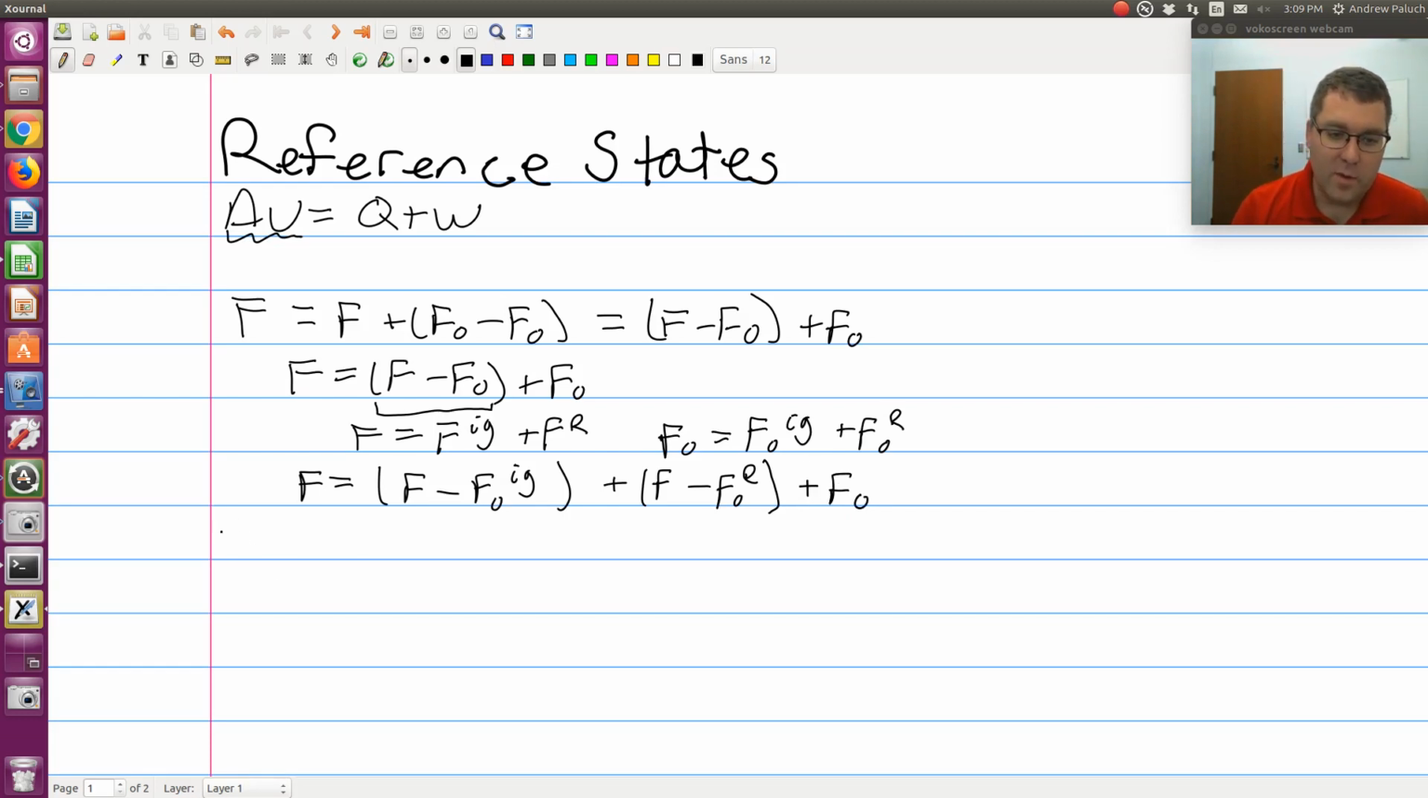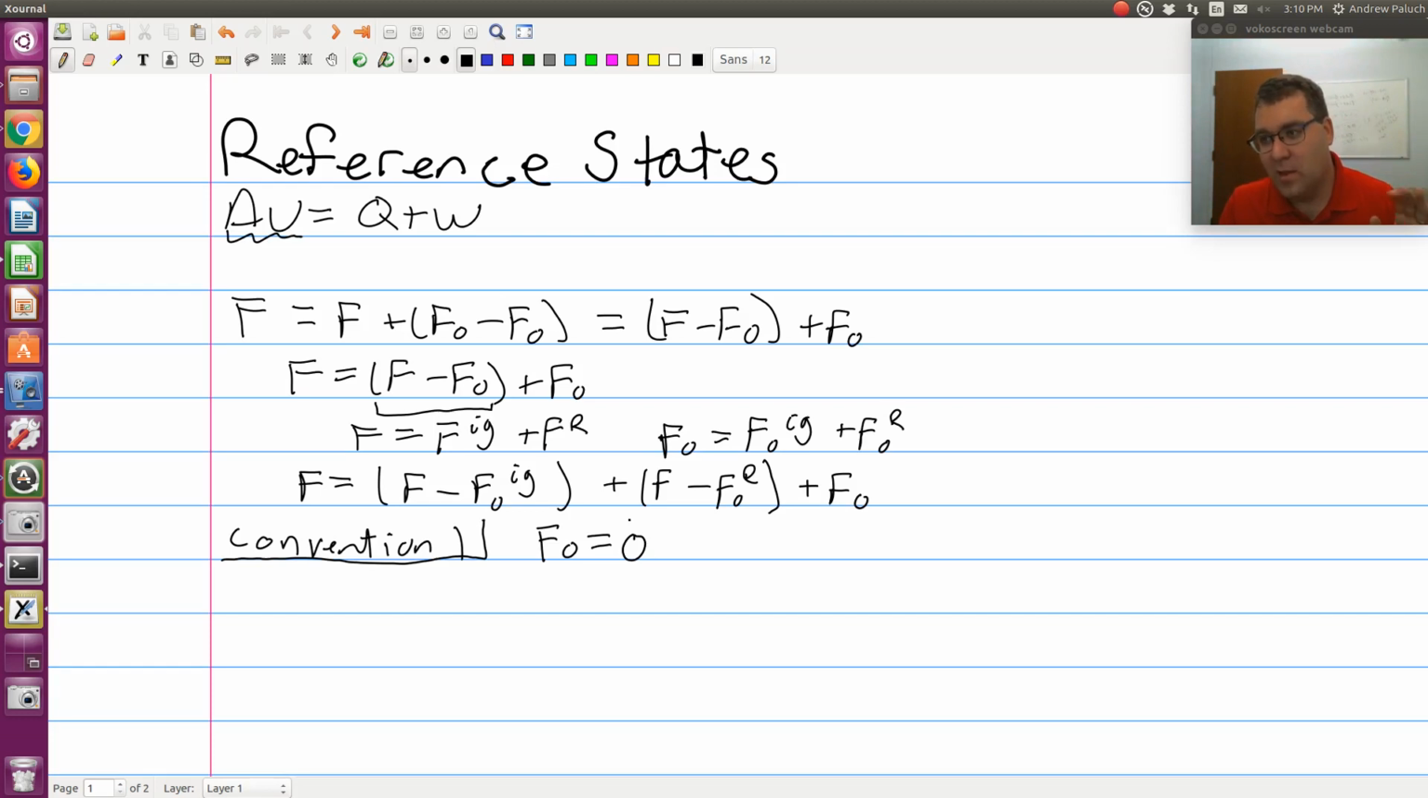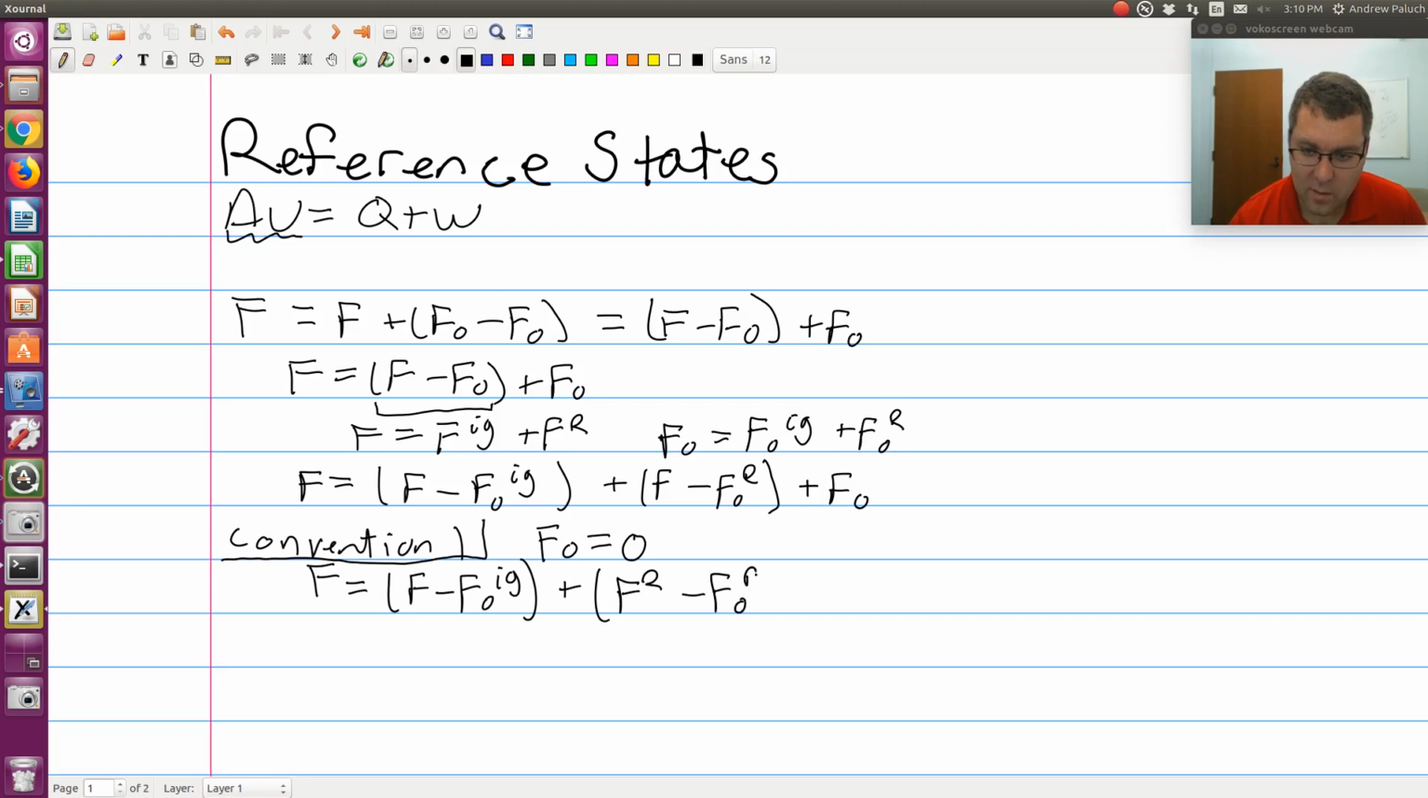Then we're going to look at what I'll call convention 1, introduced in the book. They call it defining essentially an absolute zero, so absolute values. In the absolute sense, we'll define f to be equal to 0 at some conditions. If you think of the steam tables, at the triple point, the enthalpy and entropy of water are taken to be 0. So we define f naught as being equal to 0. Then I could calculate f as just f minus f naught ideal gas plus f residual minus f naught residual. So f would be calculated as such.